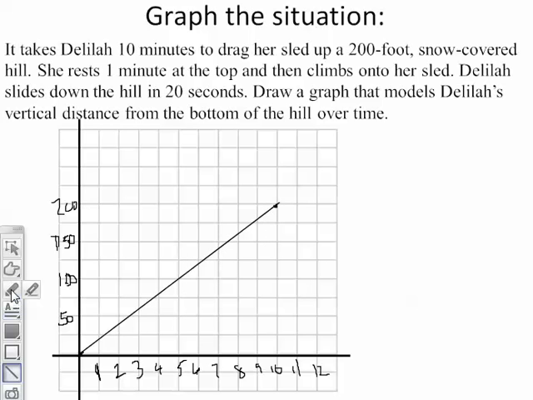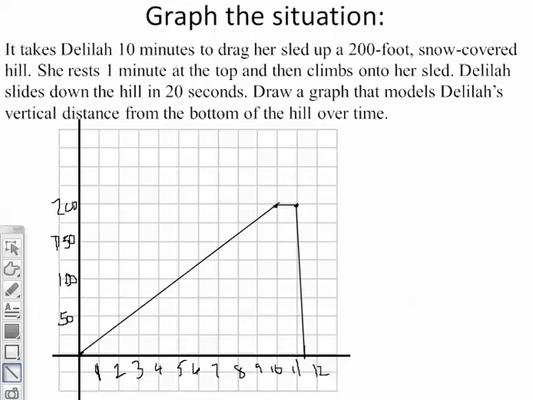Okay? The next statement is that she sits there for a minute. Okay? That means I sit 1 minute at 200 feet. So the line would go across like that. And then from here, it takes her 20 seconds to slide down the hill. Well, 20 seconds is about a third of a minute, so it's going to be right in there somewhere. So my line is going to go from right there to right there like that. And I think I just graphed out that function. Is it a function? Yes. Never does a vertical line touch those things more than 1 point.